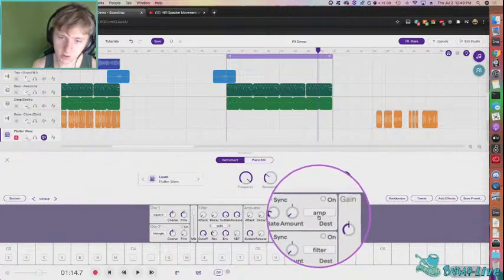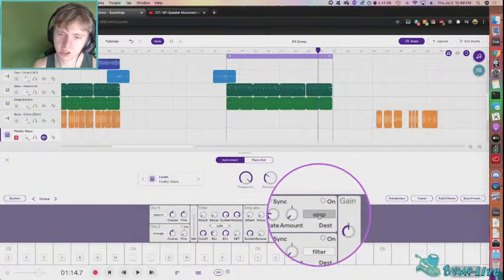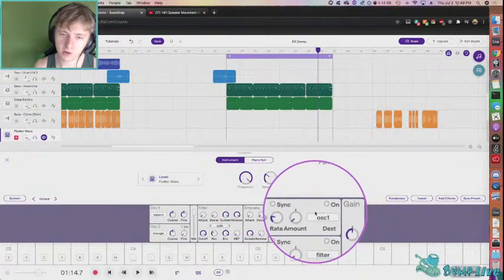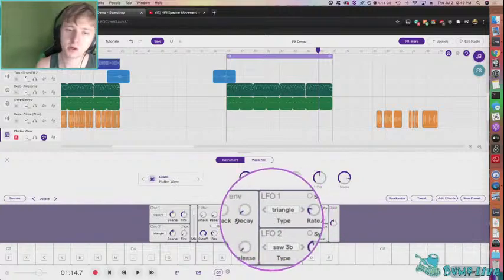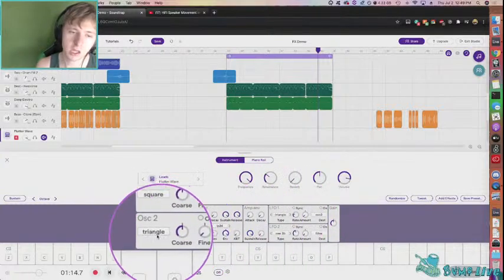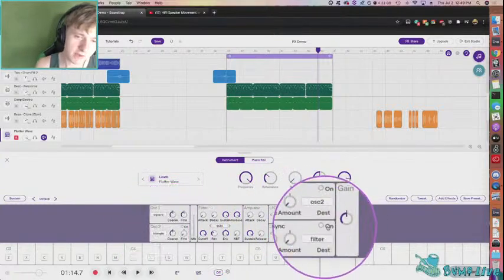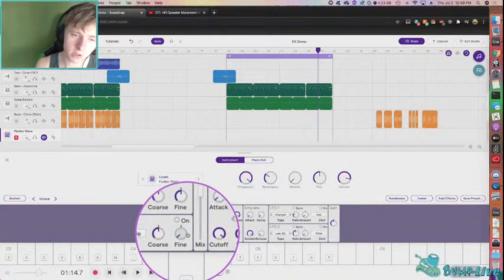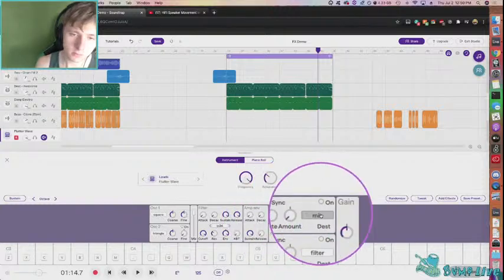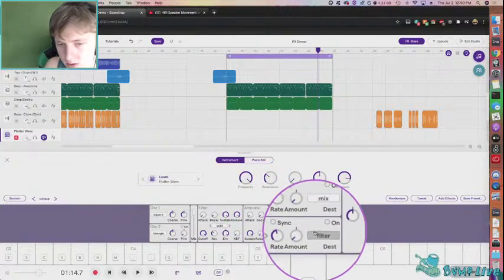Also take a look here. So this is how you change the destination of that LFO. Let's change the modulation destination. So, for example, you could have LFO 1 controlling the oscillator 2's, I'm assuming, the level of oscillator 2. You can have it controlling the mix, and so on and so forth.